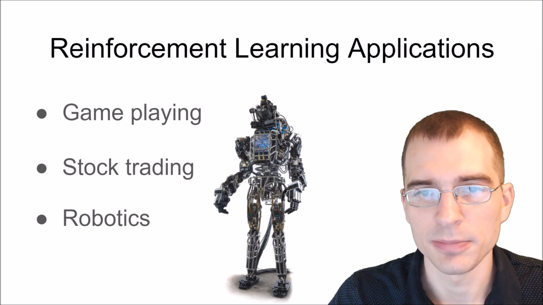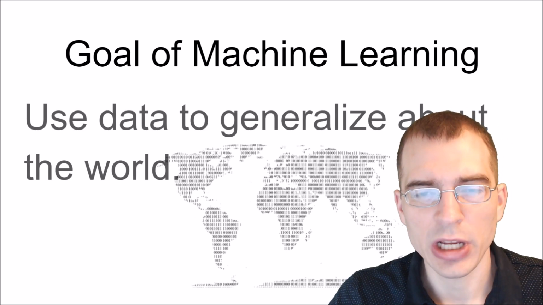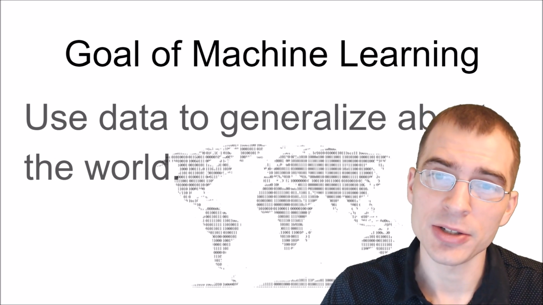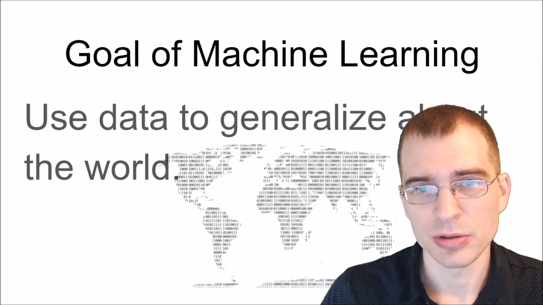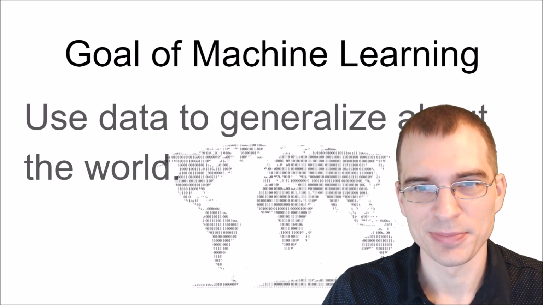In the end, the goal of machine learning is to get computers to use data to generalize about the world, to learn from what has been observed in the past, to understand new observations, and use that understanding in useful ways, like making better choices.